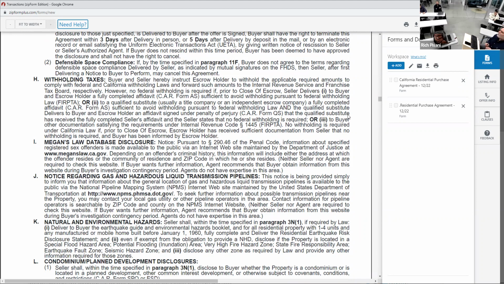Withholding taxes: if it is a foreign national that is selling, it's the buyer's obligation to withhold 10% of the proceeds, the buyer's obligation. So make sure that if it is a foreign national on the seller side, escrow is aware and doing everything they have to, because ultimately the buyer is on the hook for that.